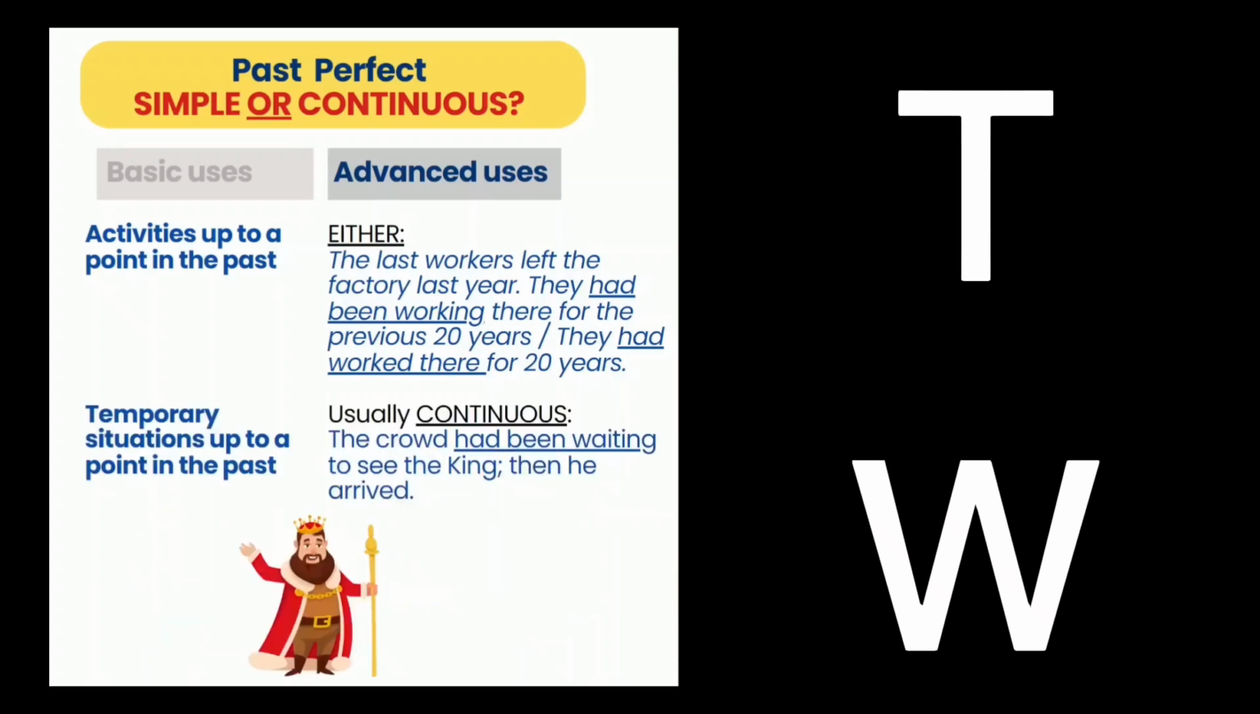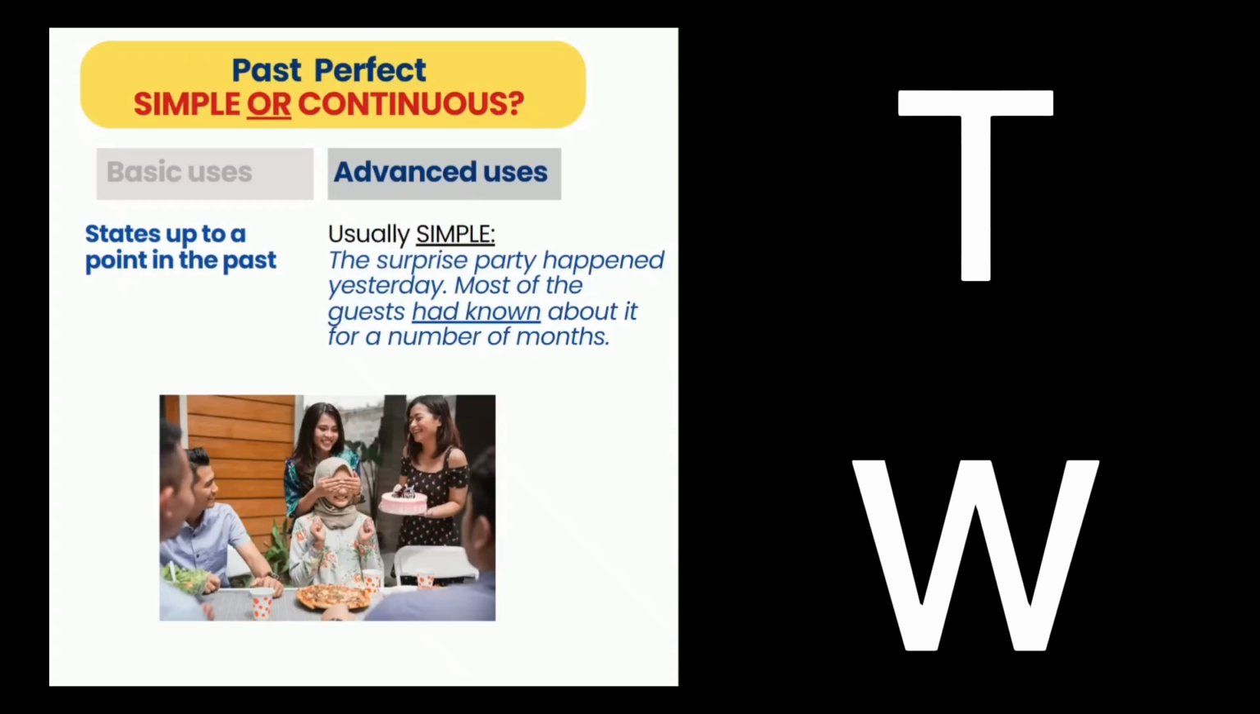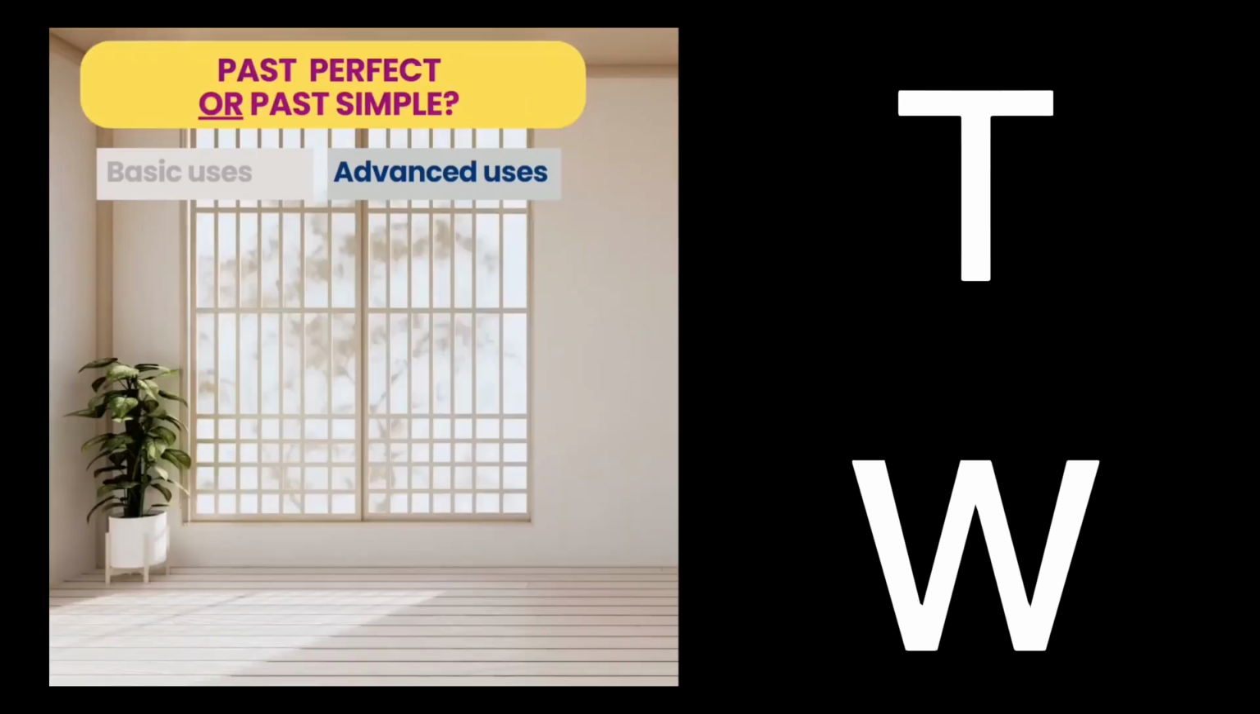Let's go back to a theme we've looked at before in this video: temporary situations. And we can use the past perfect continuous for temporary situations up to a point in the past. The crowd had been waiting to see the king. Then he arrived. With states up to a point in the past, usually simple, as we mentioned a few moments ago. The surprise party happened yesterday. Most of the guests had known about it for a number of months. So know is a state verb, so use the simple.